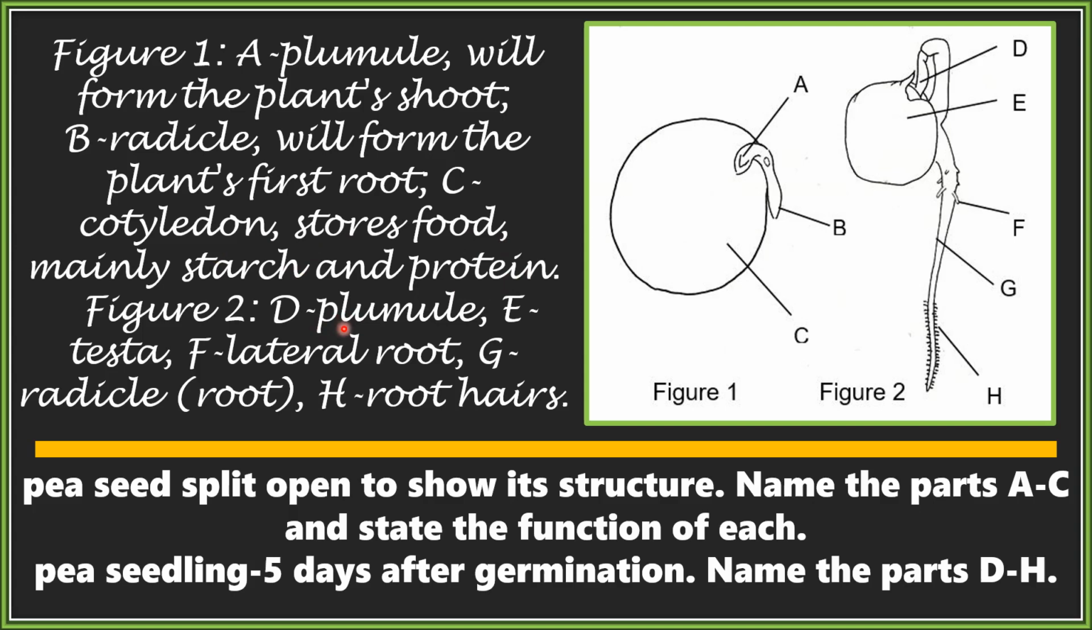Figure 2, D is a plumule. E is a testa. F, this is a lateral root. G is a radicle, a root. H, these are root hairs.